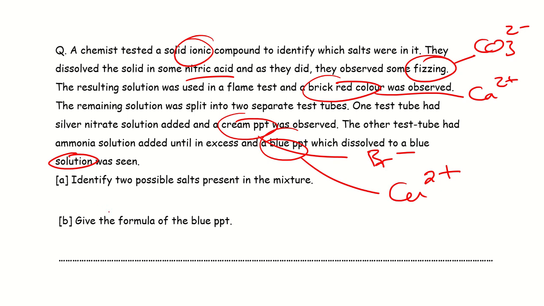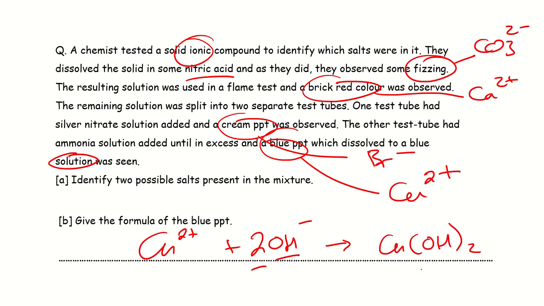Okay, so as I said, copper bromide, copper carbonate, calcium bromide, or calcium carbonate, any of them. The blue precipitate that was formed was the copper 2 ions with the hydroxide. And same thing again, we need the right number of hydroxide ions to cancel out the charge on the metal ion. The metal ion is 2 plus, so my precipitate is that. The answer is that. I don't have to write the whole equation.